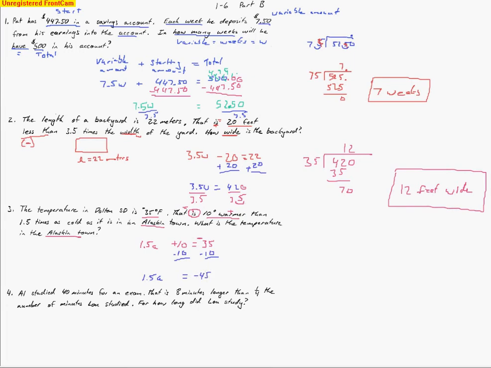Now let's divide. So we divide by the 1.5. Whenever I divide by decimals, remember you move that decimal over. That means I have to add that 0. And really I'm doing 15 into 450. Now notice the signs here. We've got one negative, so that means our answer is negative. 15 goes into 45 3 times evenly. And 15 goes into 0 0 times. So negative 30 degrees Fahrenheit in the Alaskan town.